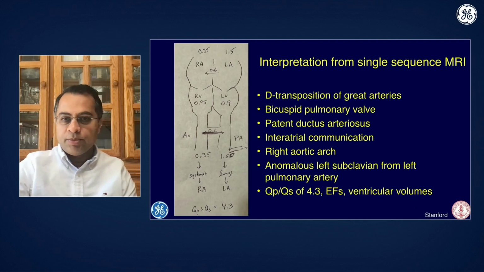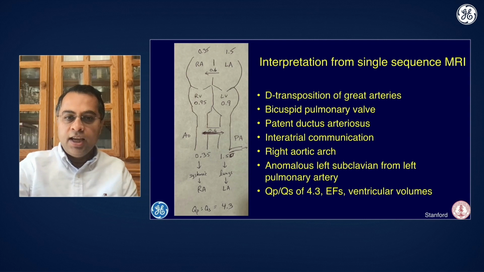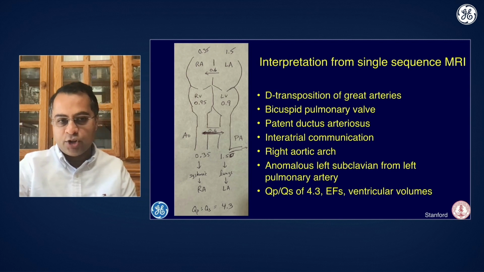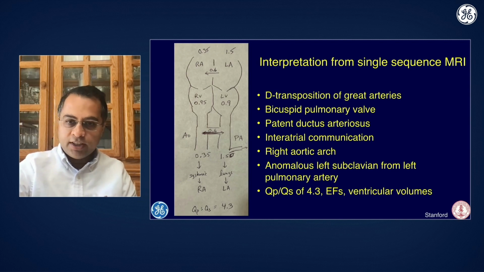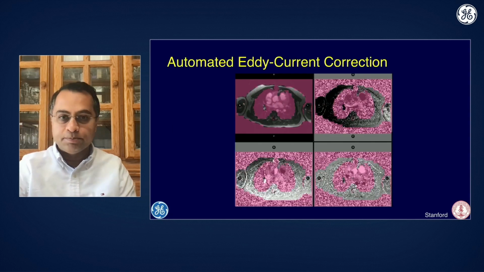So if we look at this case from this single sequence, we've obtained the following information. We know there's a detransposition of the arteries. We know it's a bicuspid pulmonic valve. We saw the patent ductus arteriosus and quantified the flow through it. We also saw that interatrial communication and also quantified the flow through it. Got a great look at the right aortic arch and the anomalous left subclavian, and also quantified the shunt ratio as 4.3, and gave ejection fractions and ventricular volume. So very nice quantitative exam from a single sequence that just covered the whole chest and did not require dedicated technologist training in cardiac MRI.